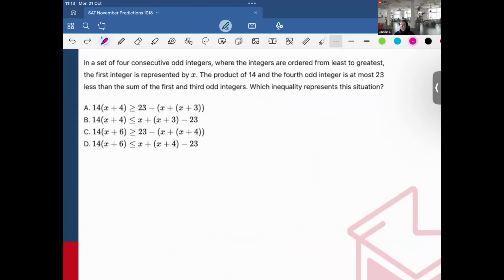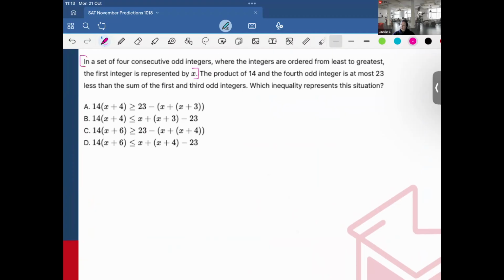In a set of four consecutive odd integers where the integers are ordered from least to greatest, the first integer is represented by x. Oh my goodness, almost verbatim. And then the product of 14 and the fourth odd integer is at most 23 less than the sum of the third odd integers, which inequality represents this solution. So just to show, again, four consecutive odd integers, we saw it was x plus 2, x plus 4, and x plus 6. The first integer is represented by x, and the fourth odd integer would be x plus 6.